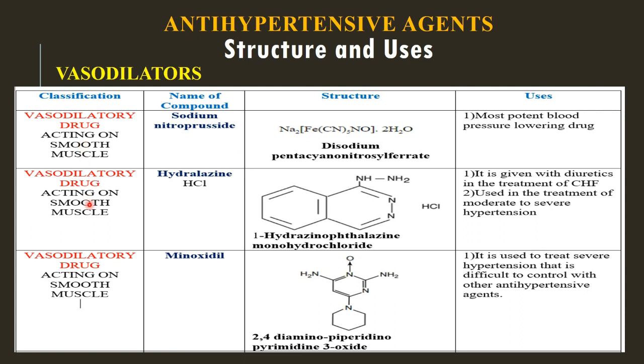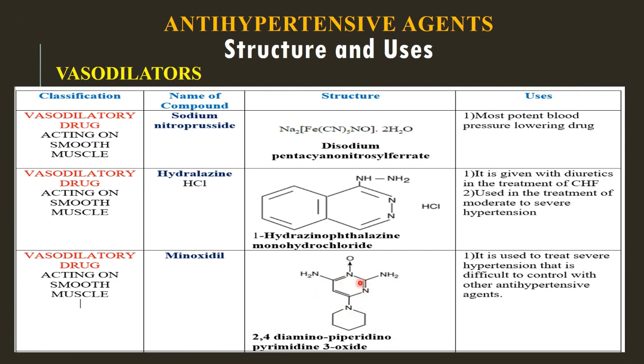Under the same classification, there is another drug which we call hydralazine. In hydralazine, we can see the hydrazine group is present, NH-NH2. So it is hydrazino phthalazine monohydrochloride. This is naphthalene, you can tell it as naphthalene, but now you have aza groups, so it is phthalazine. It is given with diuretics in the treatment of CHF. It is used in the treatment of moderate to severe hypertension.